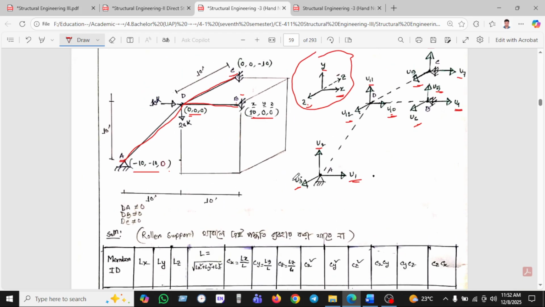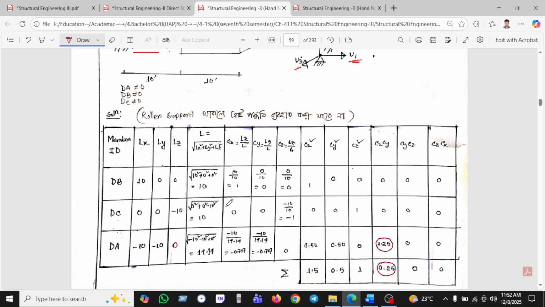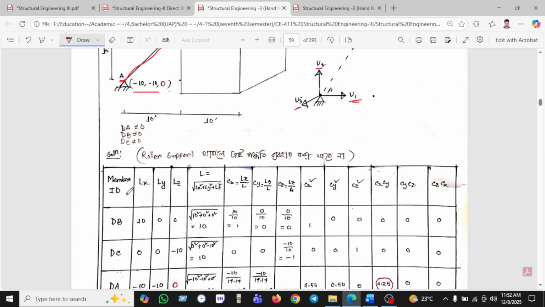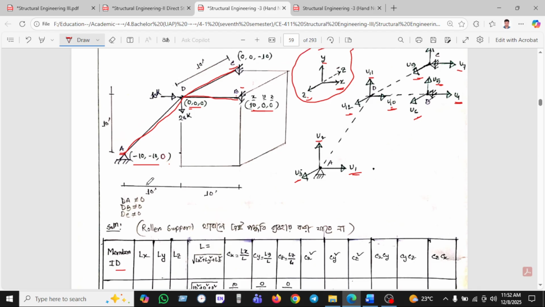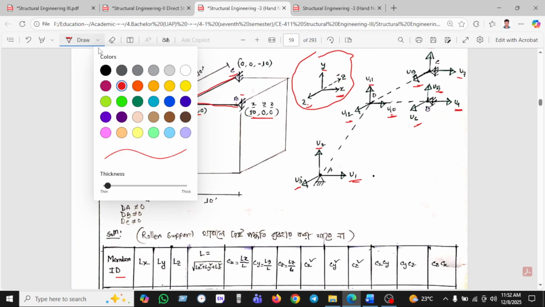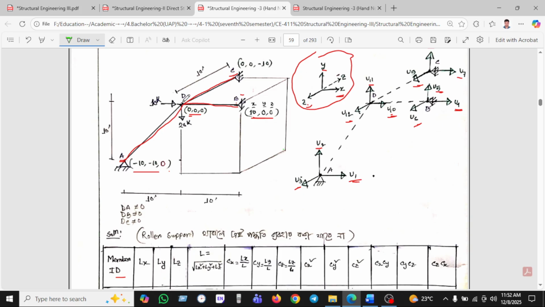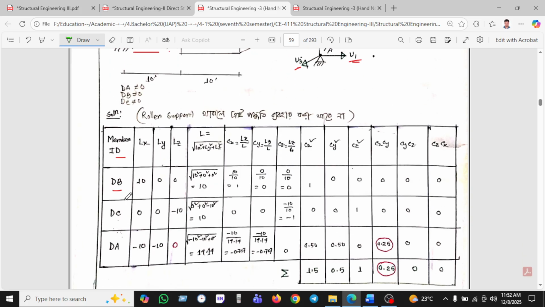I want to say this equation is only valid when the supports are pin supports. When the supports are roller, we cannot use this equation. As we have seen, all the supports are pin supports, that's why we can use this formula. Okay, so I write here the member id, which is db. This is the d, this is the b. So this was the db.